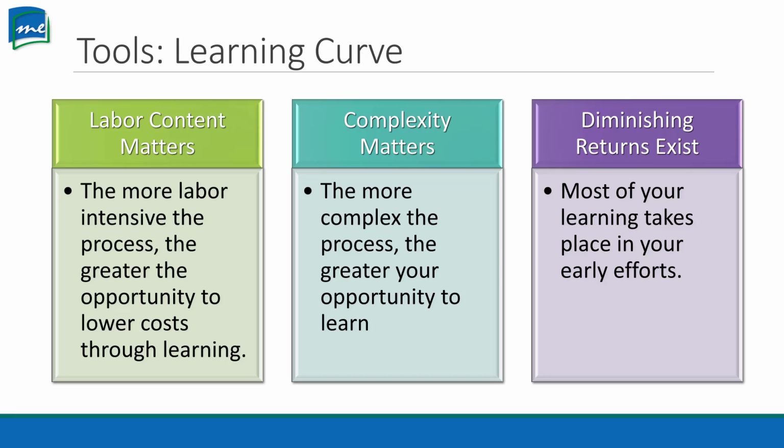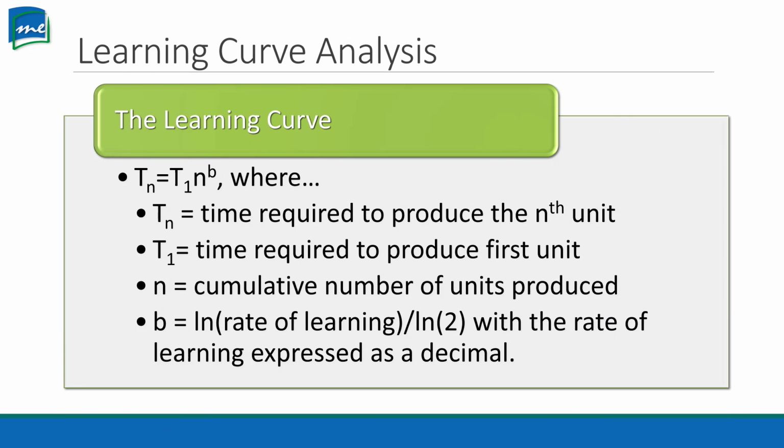And diminishing returns exist. That law of diminishing returns. Most of the learning takes place early in the effort. So we'll have a dramatic curve right in the beginning, and then it will tend to level out. So how do we analyze this? Well, we have a formula. So our formula is T sub n equals T sub 1 n to the power of b.